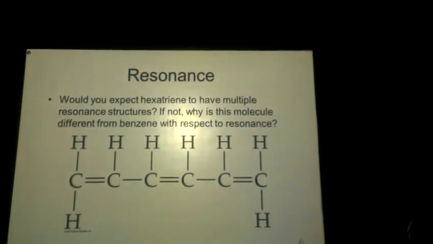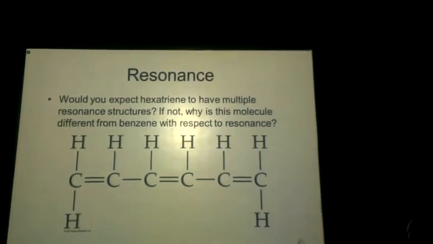Guys, on this question it says, would you expect hexatriene to have multiple resonance structures? If not, why is this molecule different from benzene with respect to resonance? So do we expect hexatriene to have multiple resonance structures? Tell me why, or tell me why not. I'm actually going to let you sit on this and talk about it for a couple of minutes. Pause the video so that you can come up with an answer.